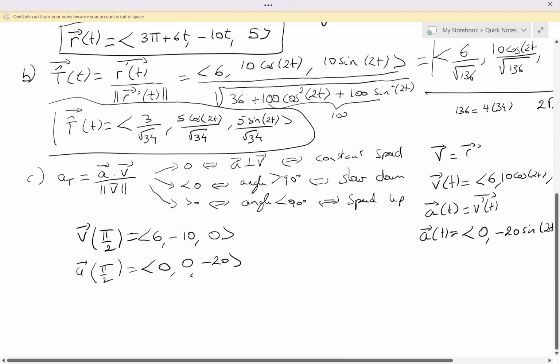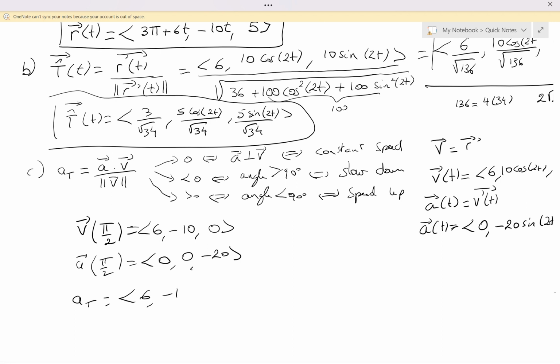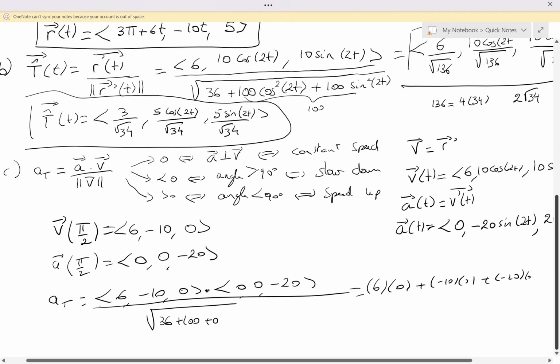So the tangential component is going to be the dot product of those two vectors. And really what I care about is the sign, so I know the magnitude of the velocity, the speed, is always positive. And remember we square each of the components and add them up, so we get 36 plus 100 plus 0. And if we do the dot product, we do the product of the x component, 6 times 0, -10 times 0, and then 0 times -20.